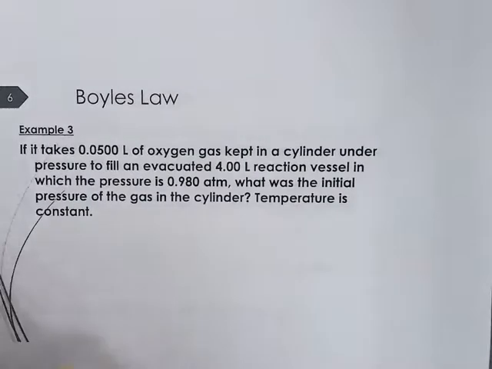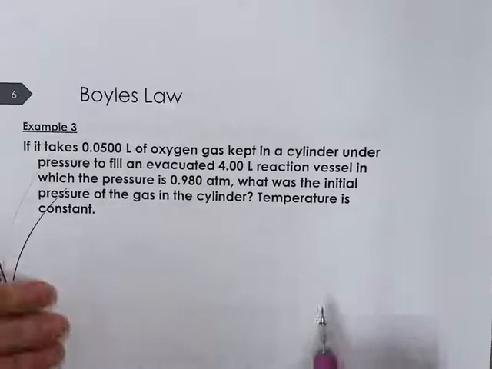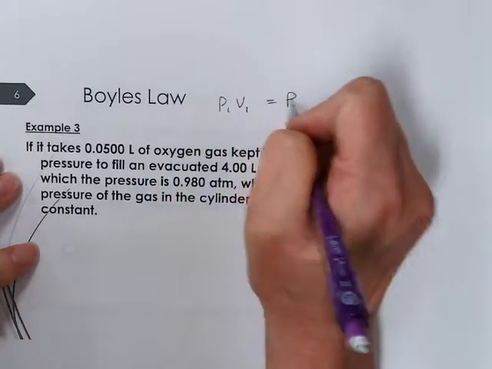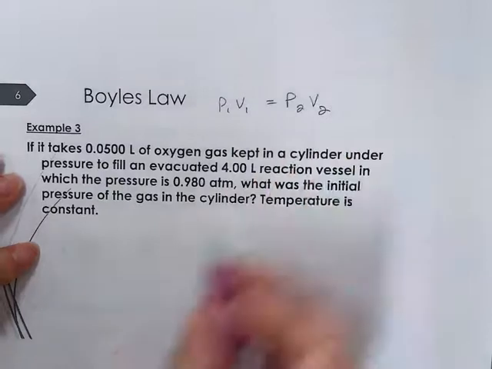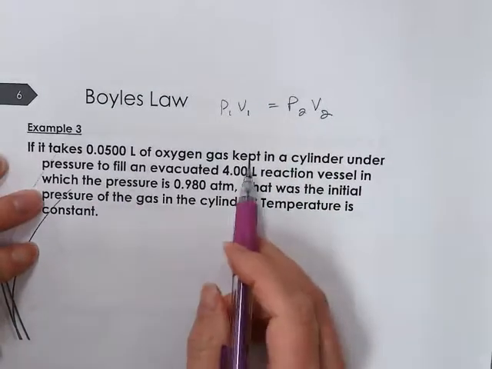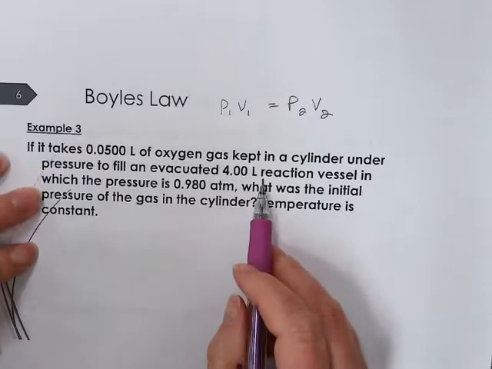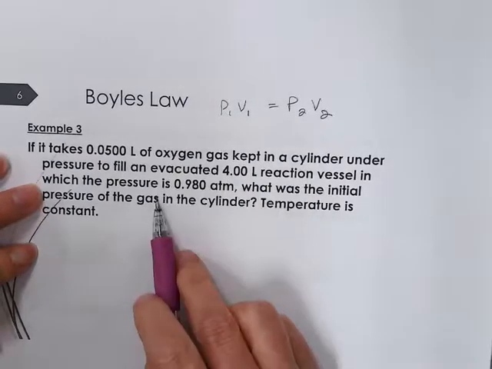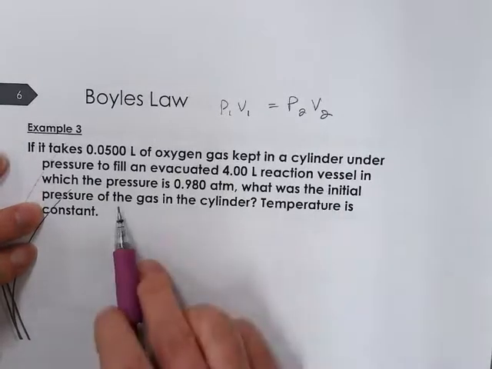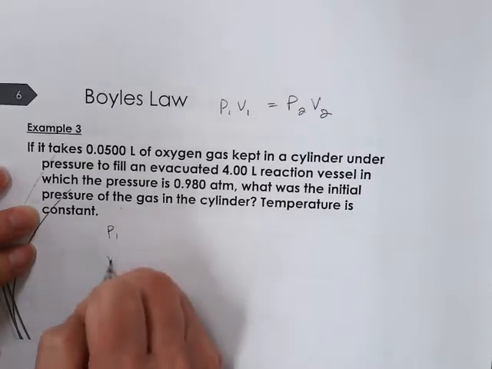Let's look at number 3. If it takes 0.05 liters of oxygen kept in a cylinder under pressure to fill an evacuated 4-liter reaction vessel in which the pressure is 0.98 atmospheres, what was the initial pressure of the gas in the cylinder? Temperature is constant.